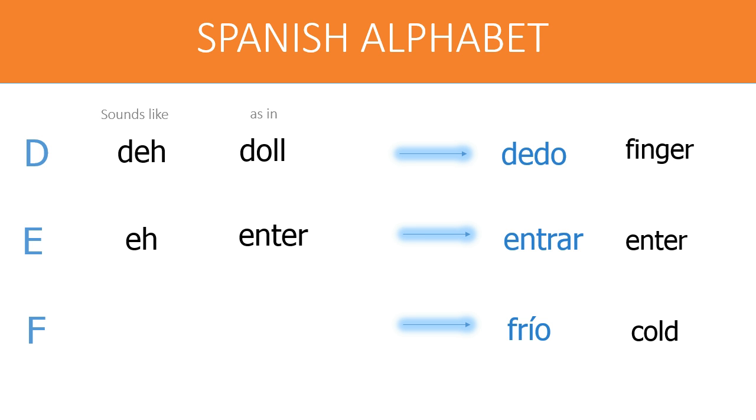Letter F in Spanish is F, and it sounds as in gift. So an example in Spanish is the word frío, which means cold.